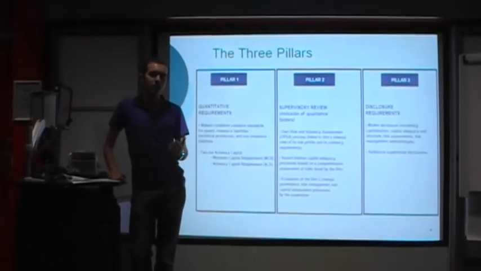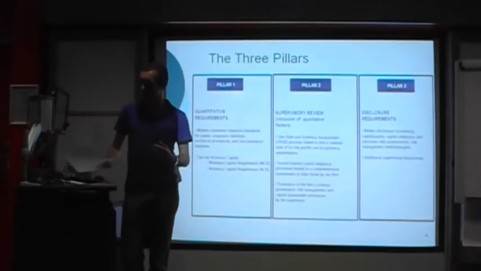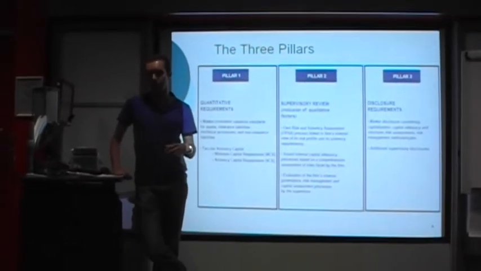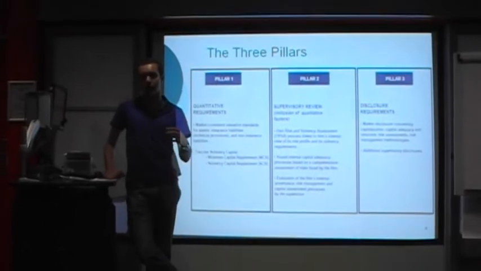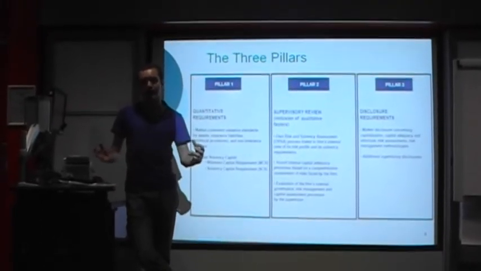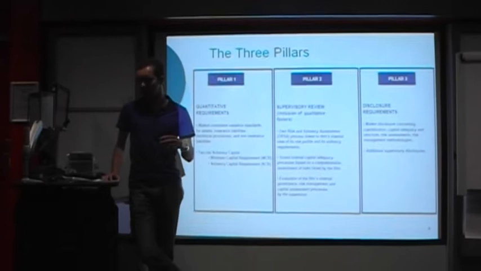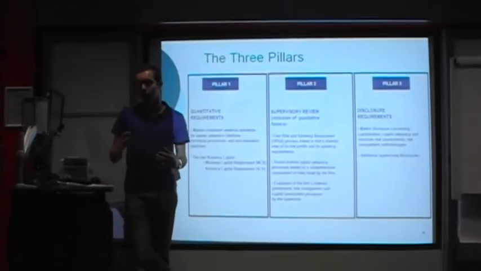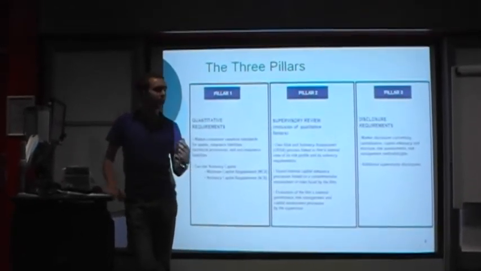Pillar 1 is with regards to quantitative requirements, and brings in a set of instructions on how insurance companies should value their liabilities, and how they should set capital in relation to those liabilities.